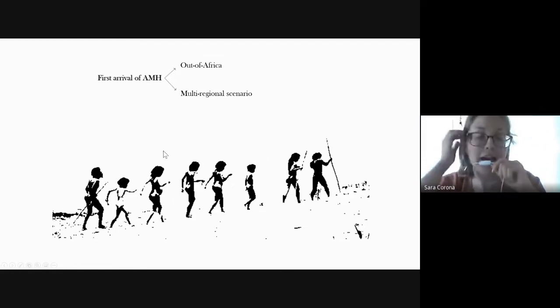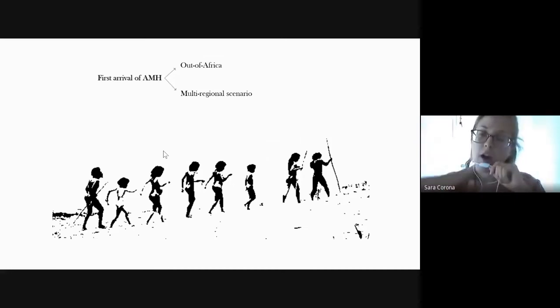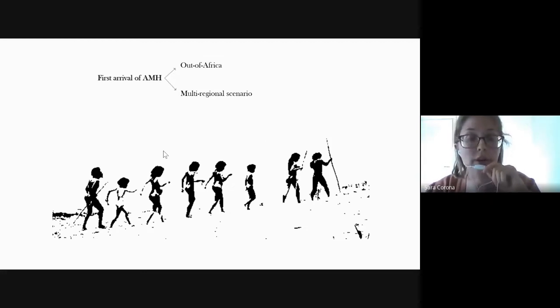So, and as my colleague has started to talk about, there are a lot of discussions about the first arrival of anatomically modern humans in island Southeast Asia. The most important theories at the moment are the out of Africa theory and the multi-regional scenario. But nowadays, the out of Africa is preferred over the multi-regional scenario.